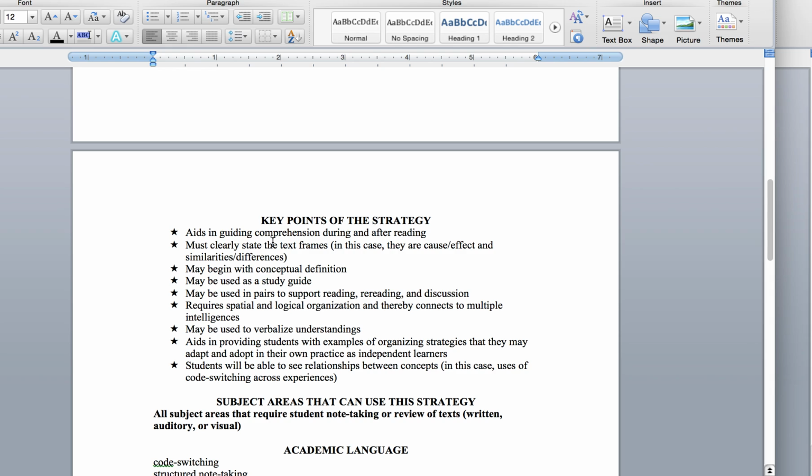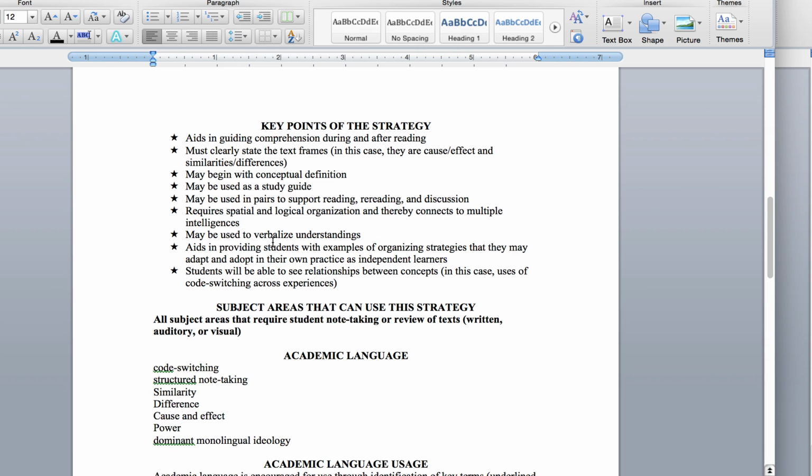So because it doesn't quite work within this context or within my purpose to identify the key points of the strategy on the handout, what I've decided to do was to put it within the rationale. So I go through those key points of a strategy. Aids in guiding comprehension during and after the reading must clearly state the text frame, so that's really important. In this case, we're talking about cause and effect, similarities and differences. It's also definition.